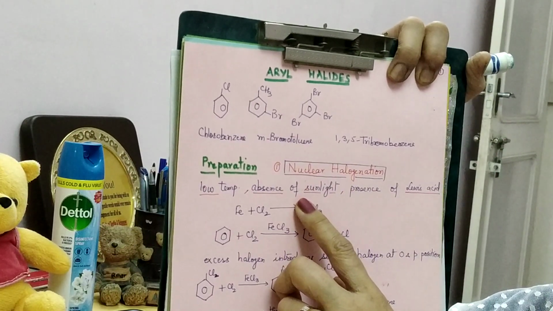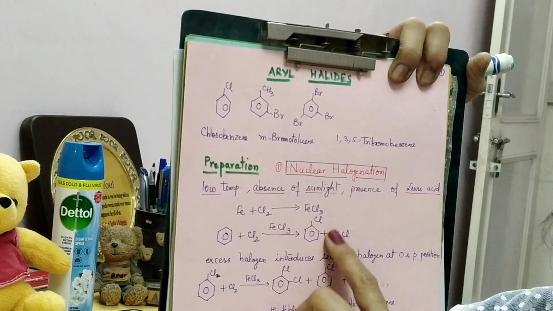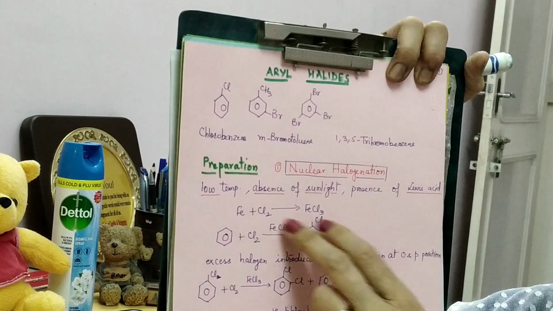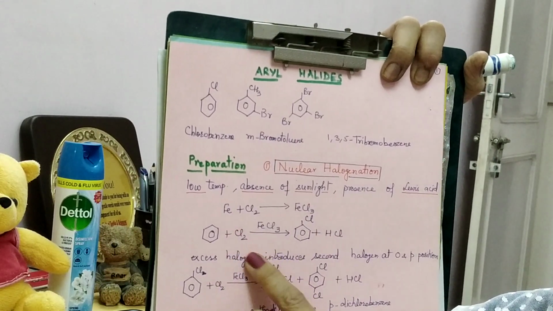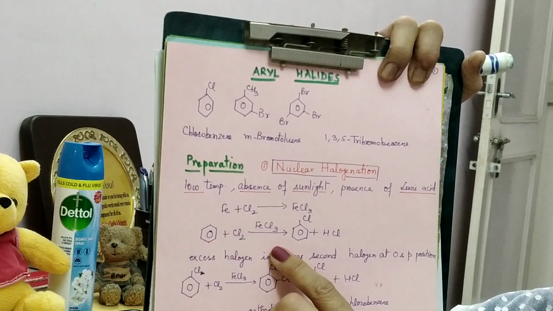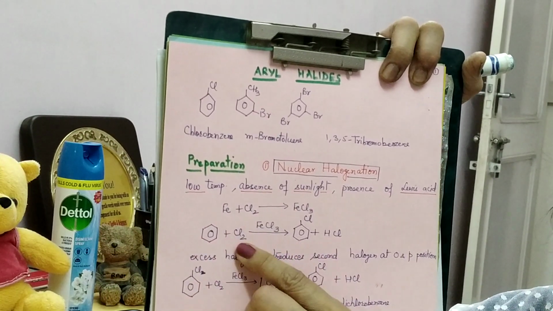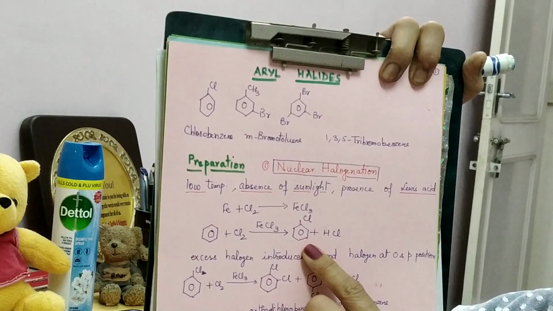Then we are to prepare aryl halides by means of various methods. The first method is nuclear halogenation. That's a straightforward method in which benzene, for example, is to be halogenated, and I am going to do chlorination here, and the result is the formation of chlorobenzene.